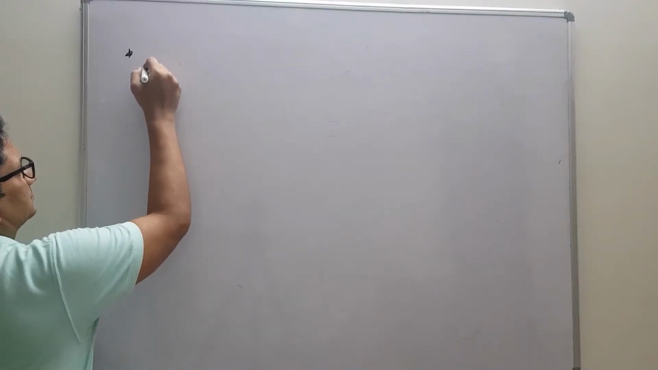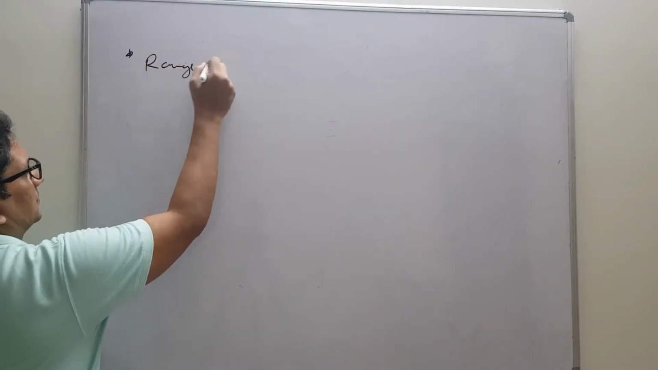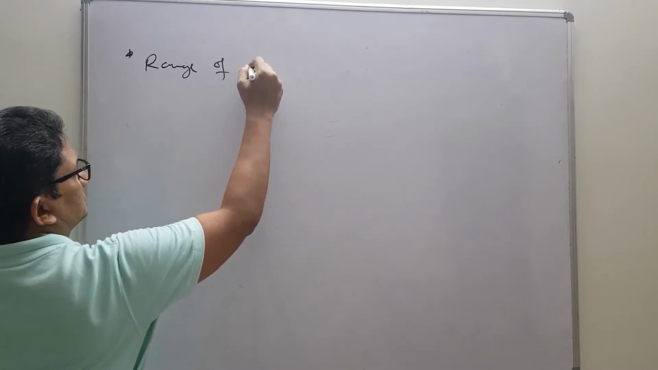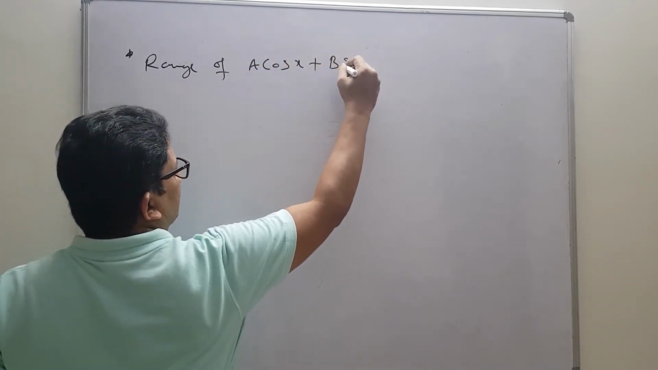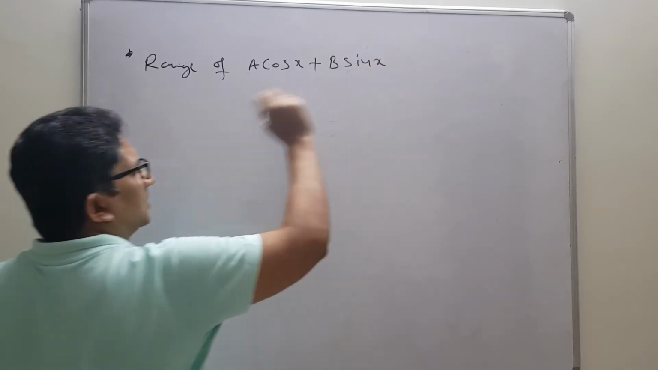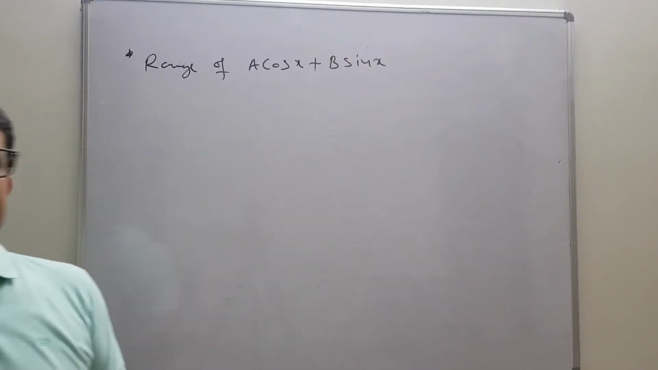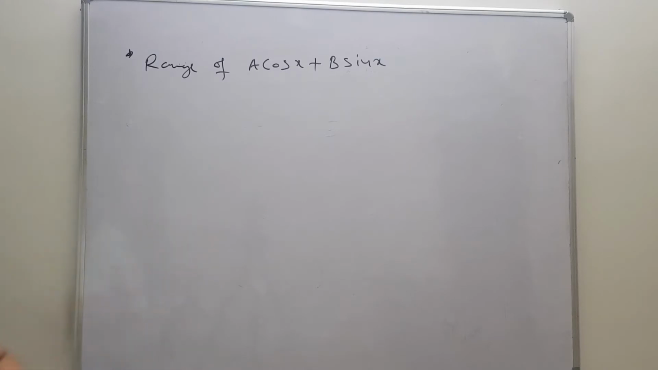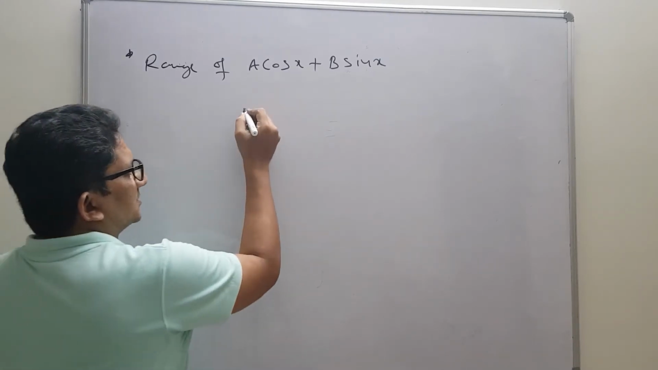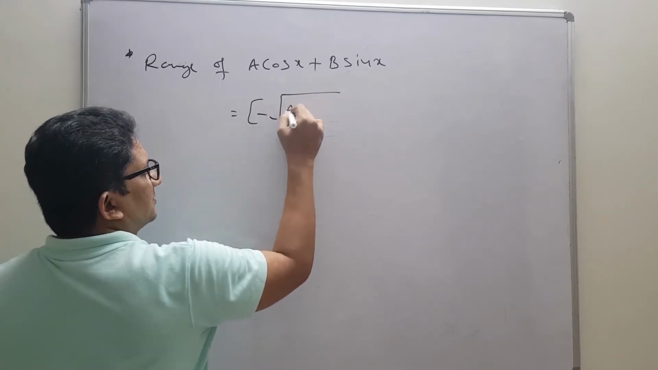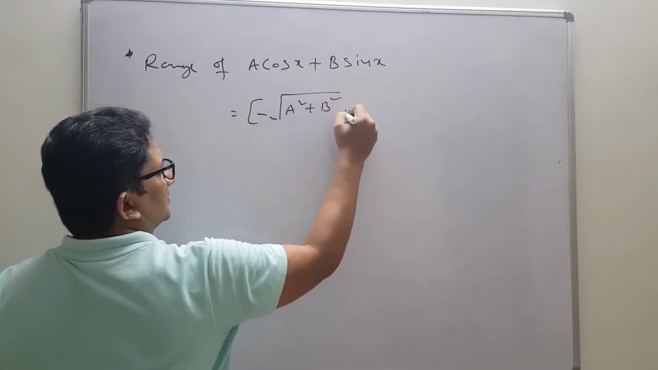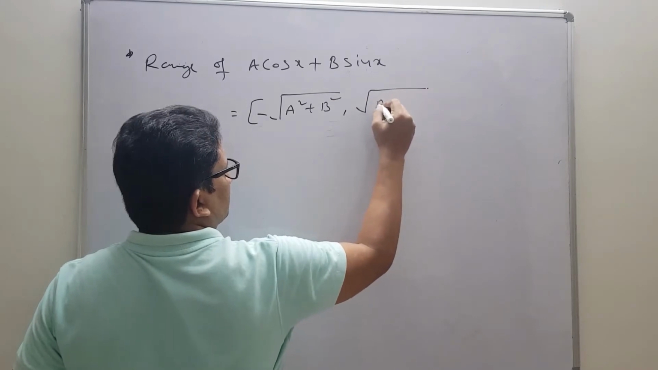Type, range of a cos x plus b sin x or a sin x plus b cos x, anything. The range of this type will always be minus root of a square plus b square comma root of a square plus b square.